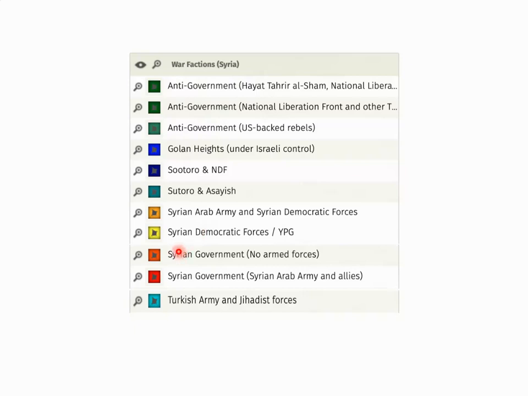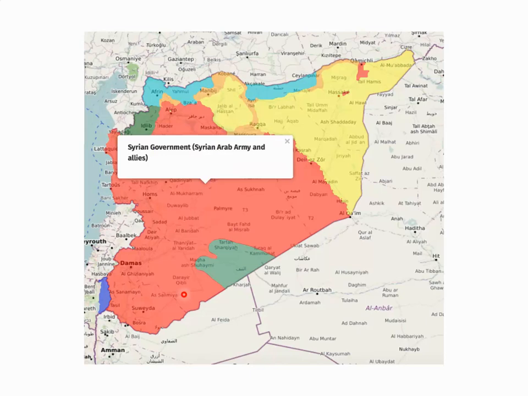And then there is the Syrian government, the Syrian Arab Army and its allies, and last but not least, on the last line here, the Turkish army supporting jihadist forces. Now let's try to understand the map some more. So the red or pink area here is controlled now again by the Syrian government, so the Syrian Arab Army and its allies.